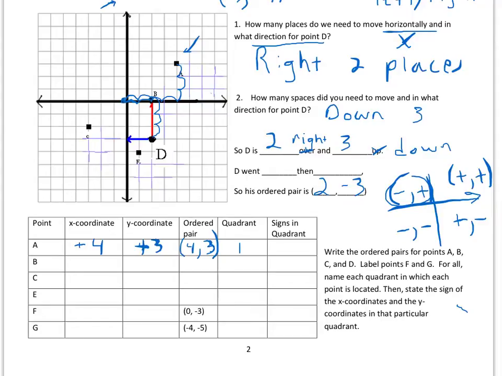Now, what quadrant is this in? This is in quadrant number 1. So we use Roman numeral 1, which looks like an I. And the signs in this quadrant are always going to be positive and positive.